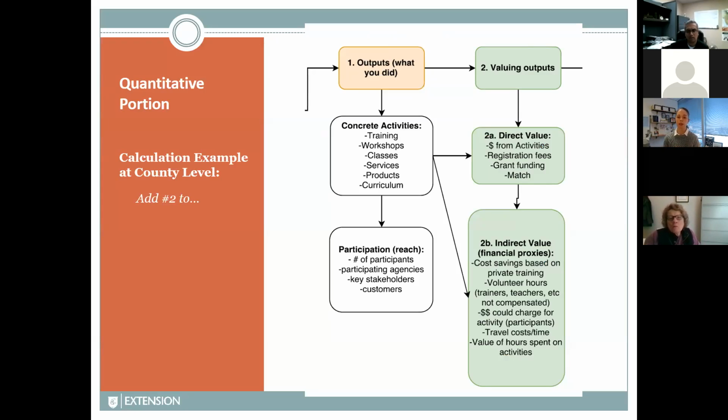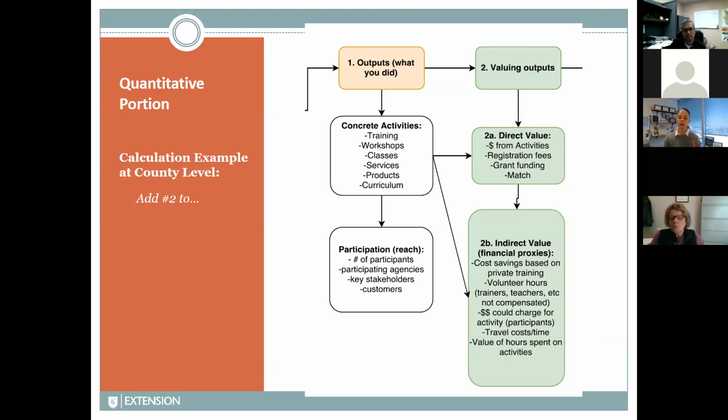And so we start by asking at the ripple effects mapping, what is it that you did? What are the concrete activities that you've been working on, and what has been your participation or your reach? And we try to value those outputs in an economic way. So we get some direct values, dollars from activities, registration fees, grant funding, any matches, as well as indirect value, which are the financial proxies. These are the toughest thing to get to, and this is what we've struggled with the most.